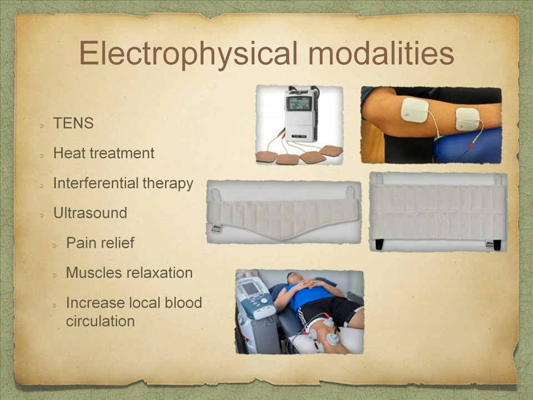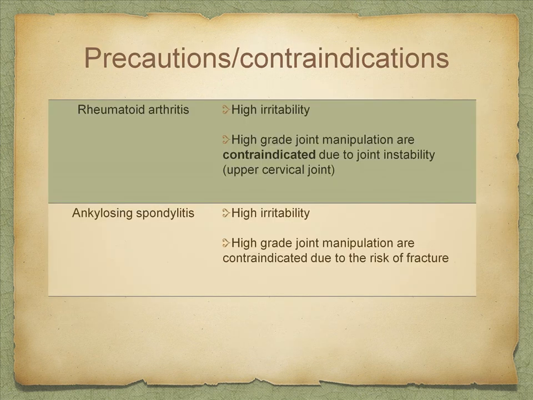Electrophysical modalities are another component of physiotherapy treatment techniques. Some of the commonly seen modalities include TENS, heat treatment, interferential therapy, and ultrasound. Electromodalities help to relieve pain, promote muscle relaxation, and increase blood circulation, which can be helpful for patients with inflammation. However, there are some precautions and contraindications that we need to consider while managing patients with autoimmune and rheumatology conditions.